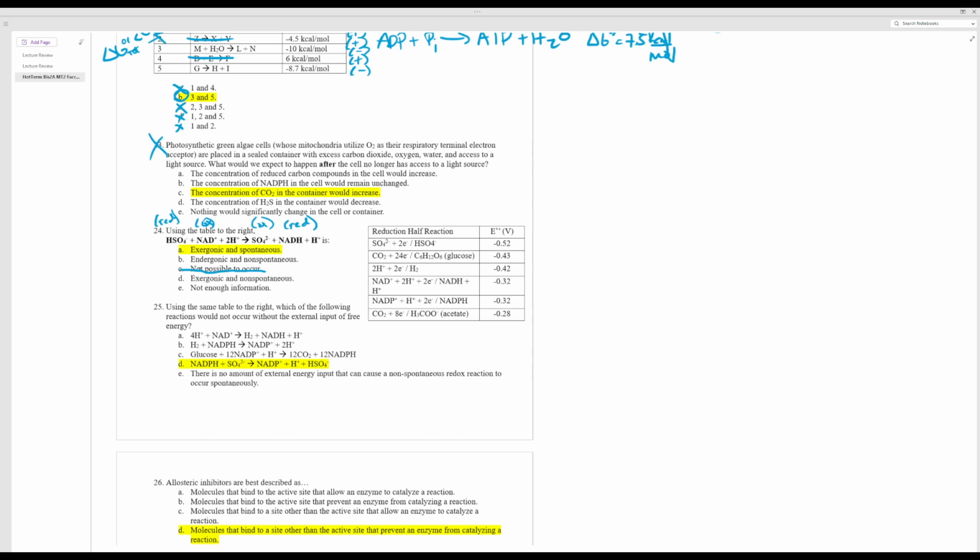Okay, very quickly, I can actually cancel out answer choice D because this says exergonic and non-spontaneous, which they can't be both, right? Exergonic means to be spontaneous. So it can't be D just by logic.